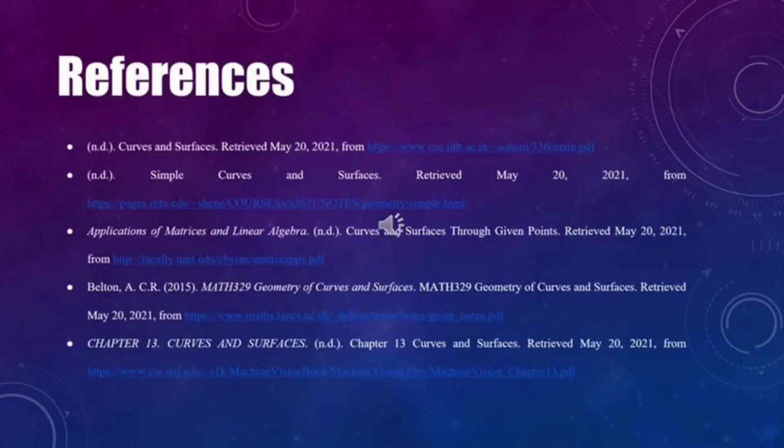Here is our group reference. We used a total of 5 references in creating our slides and in researching the topic that we had chosen.